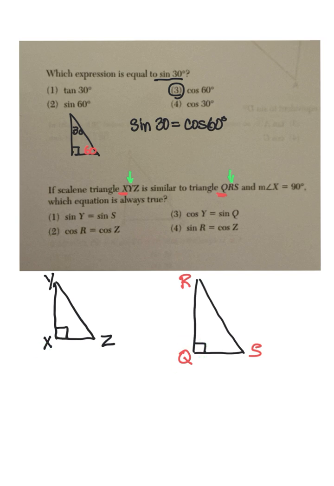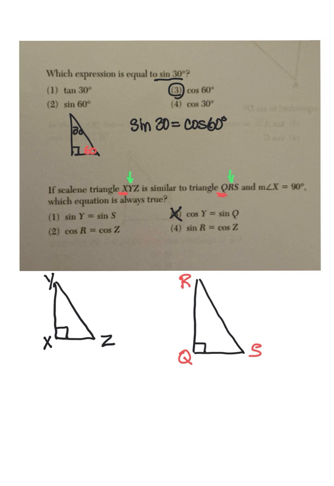So I'm going to just take a look here. There's no X or Q here, so far so good. No X or Q here, but there is a Q here. So that means that choice 3 is out. Okay. All right, now the next thing I'm going to do is look and see if my angles match up.